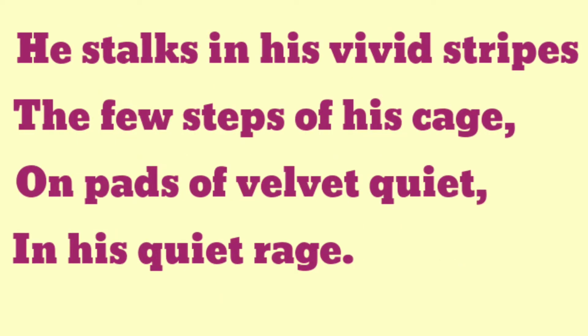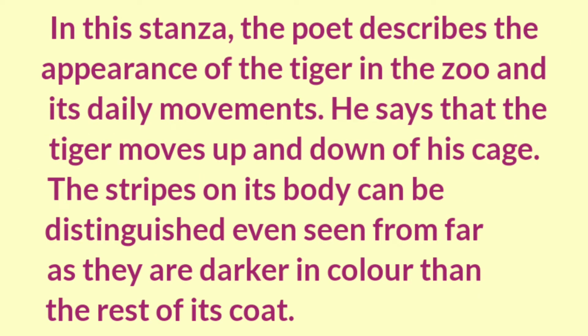He stalks in his vivid stripes the few steps of his cage, on pads of velvet, in his quiet rage. In this stanza, the poet describes the appearance of the tiger in the zoo and its daily movements. He says that the tiger moves up and down his cage.